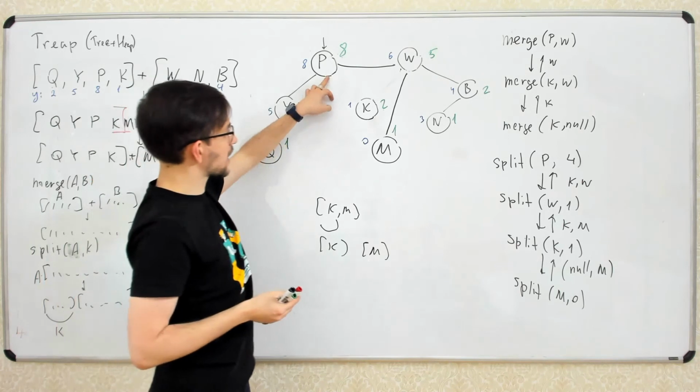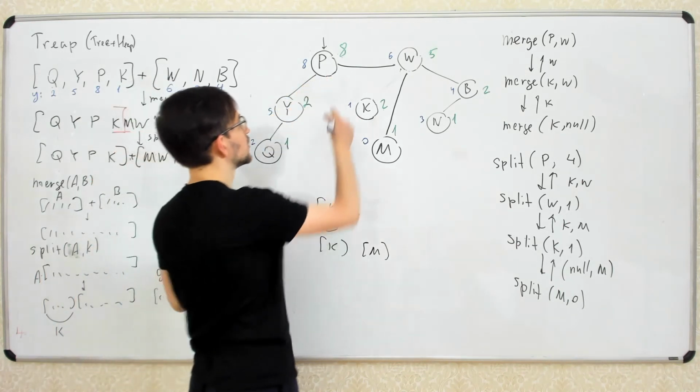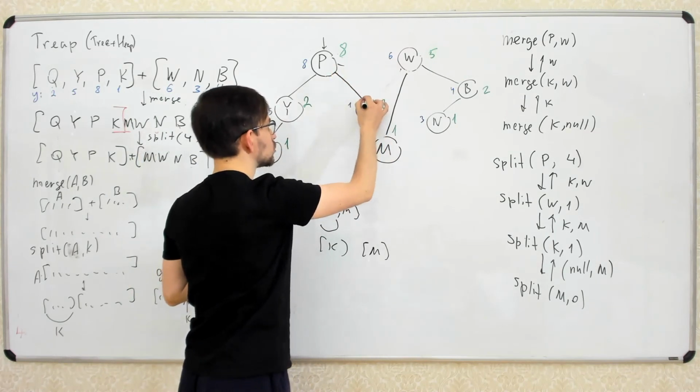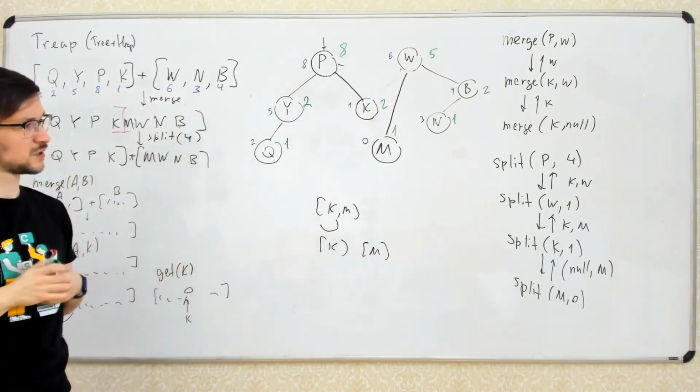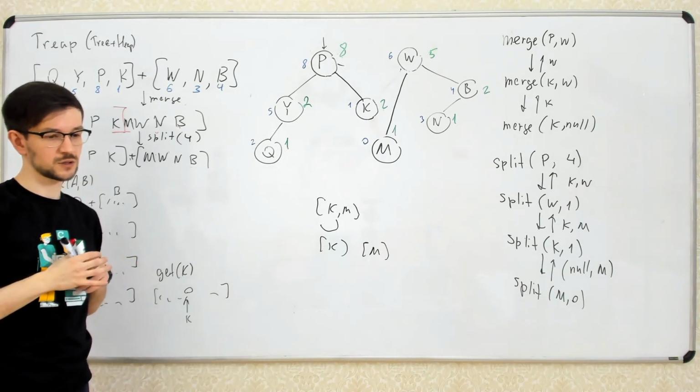And now I connect this K as the left child of P, a right child of P. Like this. That's all.